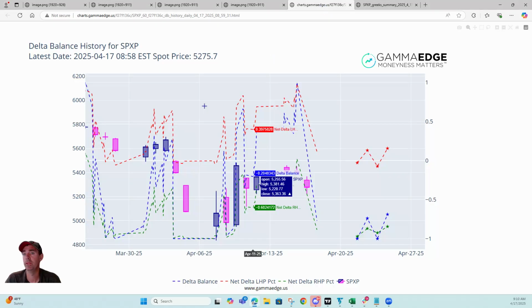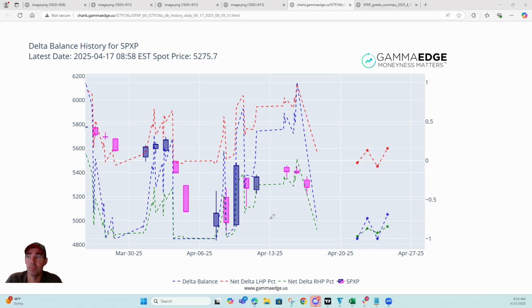Moving on to the delta balance for the SPXP. This is basically just showing us what is happening above spot price and below spot price. We separate these into the left-hand plane and right-hand plane, as well as our delta balance, which is 0, telling us who is in control of the short-dated and on out in time expiries, calls versus puts.